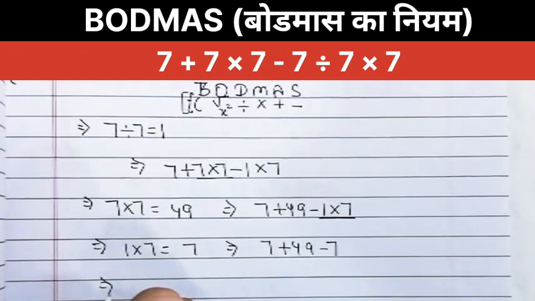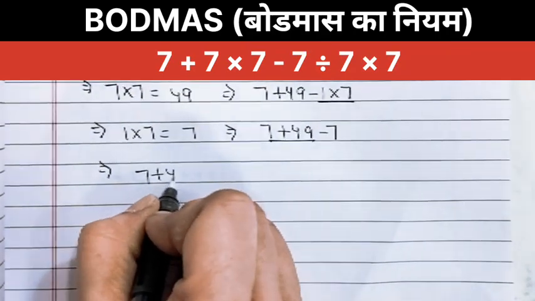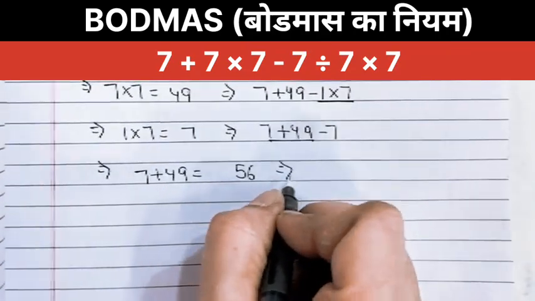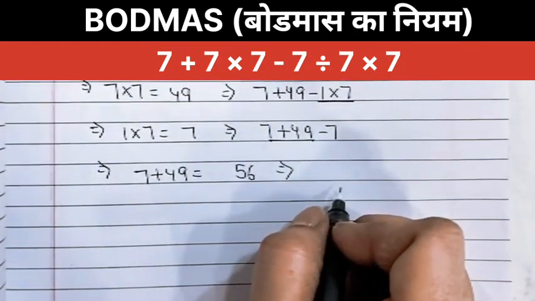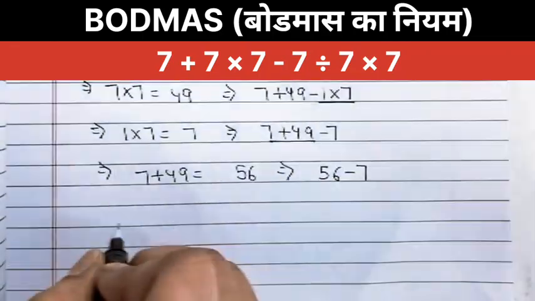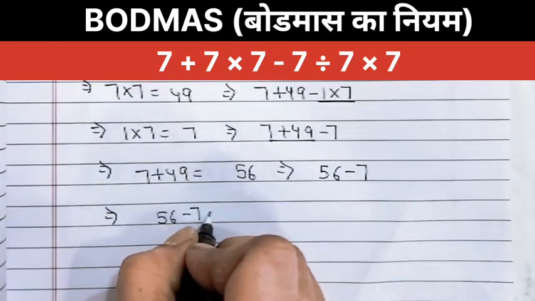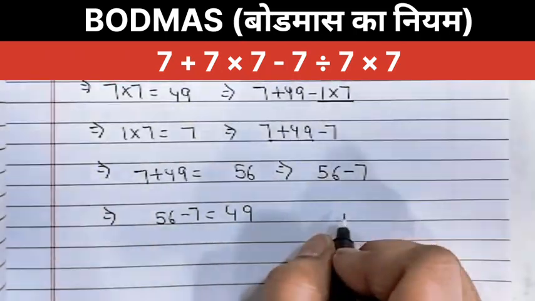So next we perform addition. First we add the numbers: 7 plus 49 is equal to 56. According to this step, addition is performed before subtraction in the standard sequence. So now the expression becomes 56 minus 7, and last is subtraction. 56 minus 7 is equal to 49. So this is the final step to reach the result.